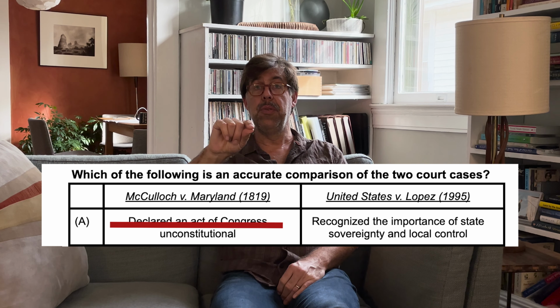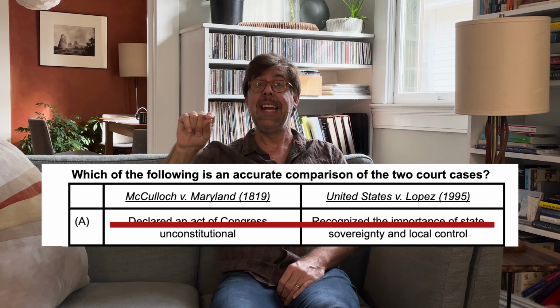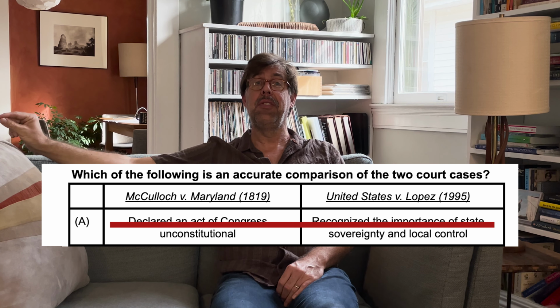So the first clue in the first column is declared an act of Congress unconstitutional. Now, this question's become a true-false question. All you have to do is ask yourself, did McCullough versus Maryland declare an act of Congress unconstitutional? The answer is no. In fact, if anything, it did the opposite. So A, column 1, is false. It's not true. And we're going to mark a line right through column 1, row A, and we're going to mark it all the way through this puppy. So both columns in row A are marked out.